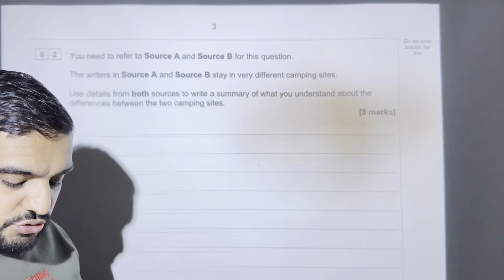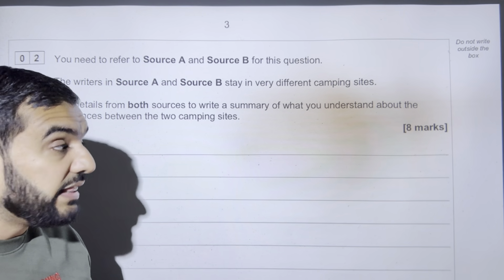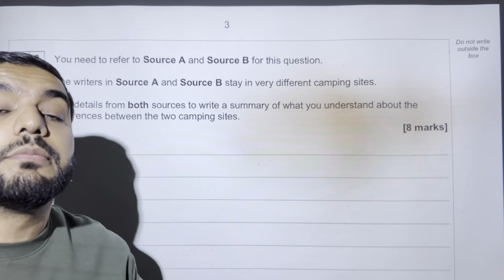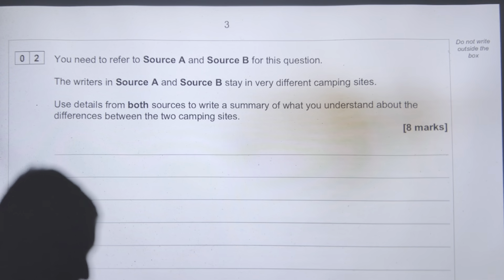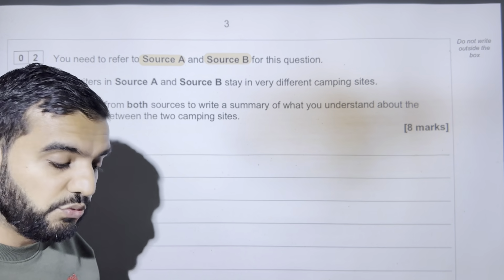Then we move on to question number 2. And this, now the exam changes completely for paper 1. This question, guys, you must refer to the whole of source A and the whole of source B.